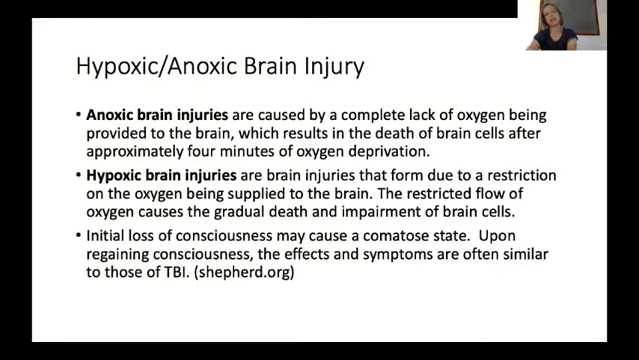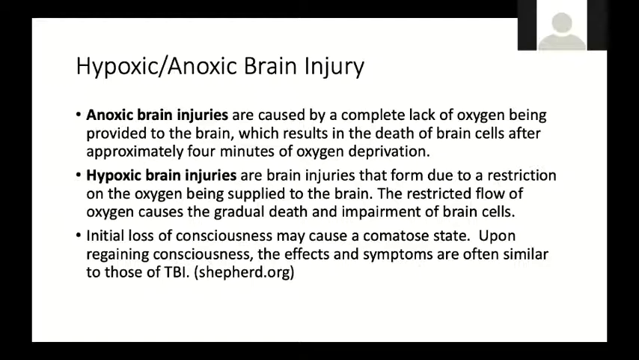Hypoxic and anoxic brain injuries are also a type that are often overlooked because head CTs or MRIs look normal, unless it's very severe or very long after. Anoxic brain injury means complete lack of oxygen to the brain. Hypoxic means there's a restriction of oxygen. So if someone has a long seizure, it can be a hypoxic brain injury. If someone almost drowned and has to be revived, or has a heart attack and it takes a while to get the heart going again, the blood stops pumping, and that can cause hypoxic brain injuries.